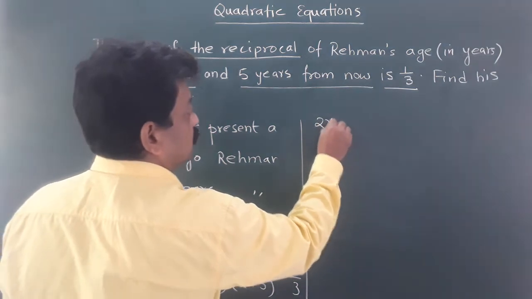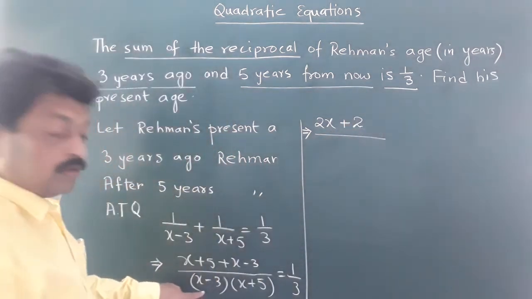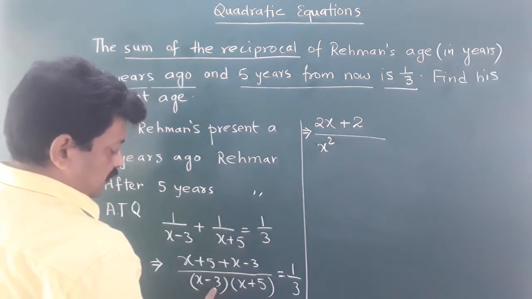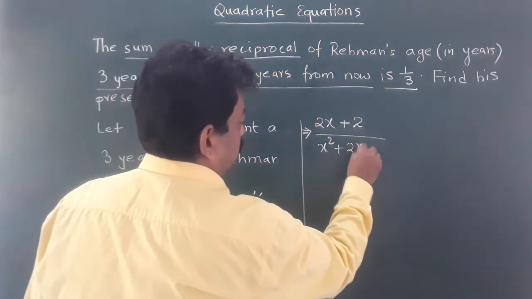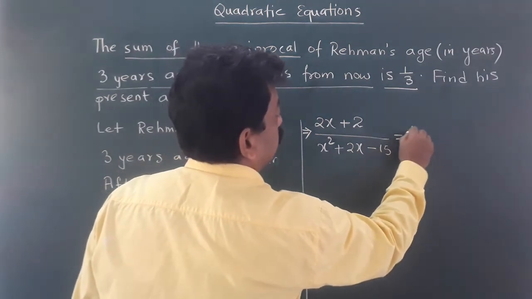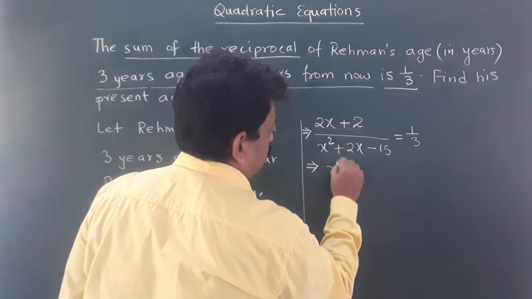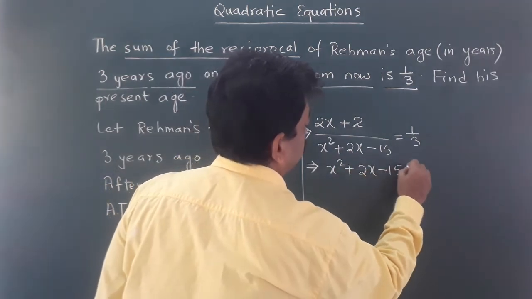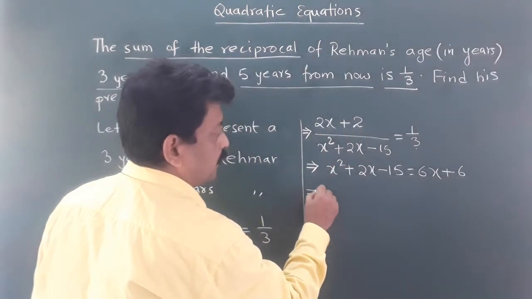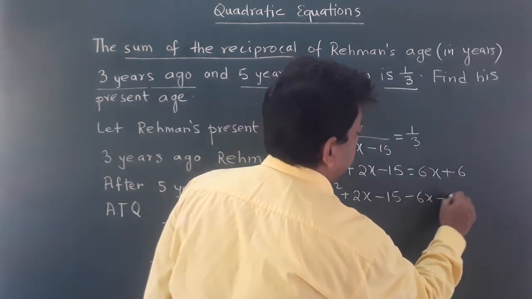Let me erase this part. So it will be 2x, and 5 minus 3 is 2, so plus 2. And here we just simplify this. So x into x is x square. x into 5 is 5x and minus 3x, so that will be 2x. 5x minus 3x is 2x, and minus 3 multiplied with 5 is minus 15, equals 1 upon 3. Now cross multiplication. So x square plus 2x minus 15 equals 3 times (2x plus 2), that is 6x plus 6. So x square plus 2x minus 15 minus 6x minus 6 equals 0.